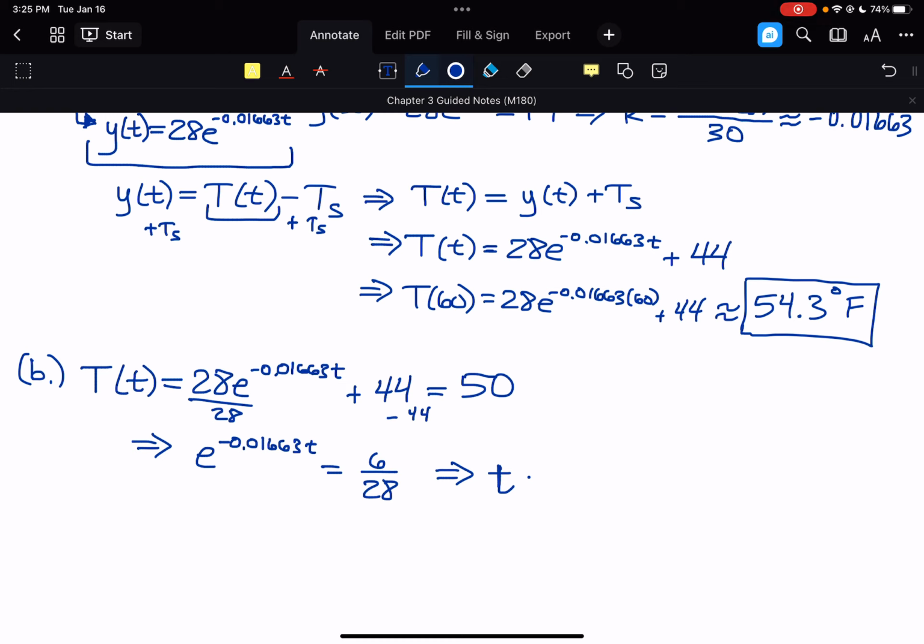So the value of t that we get, if we solve this out, is ln of 6 over 28, all over negative 0.01663, which is approximately 92.6 minutes.